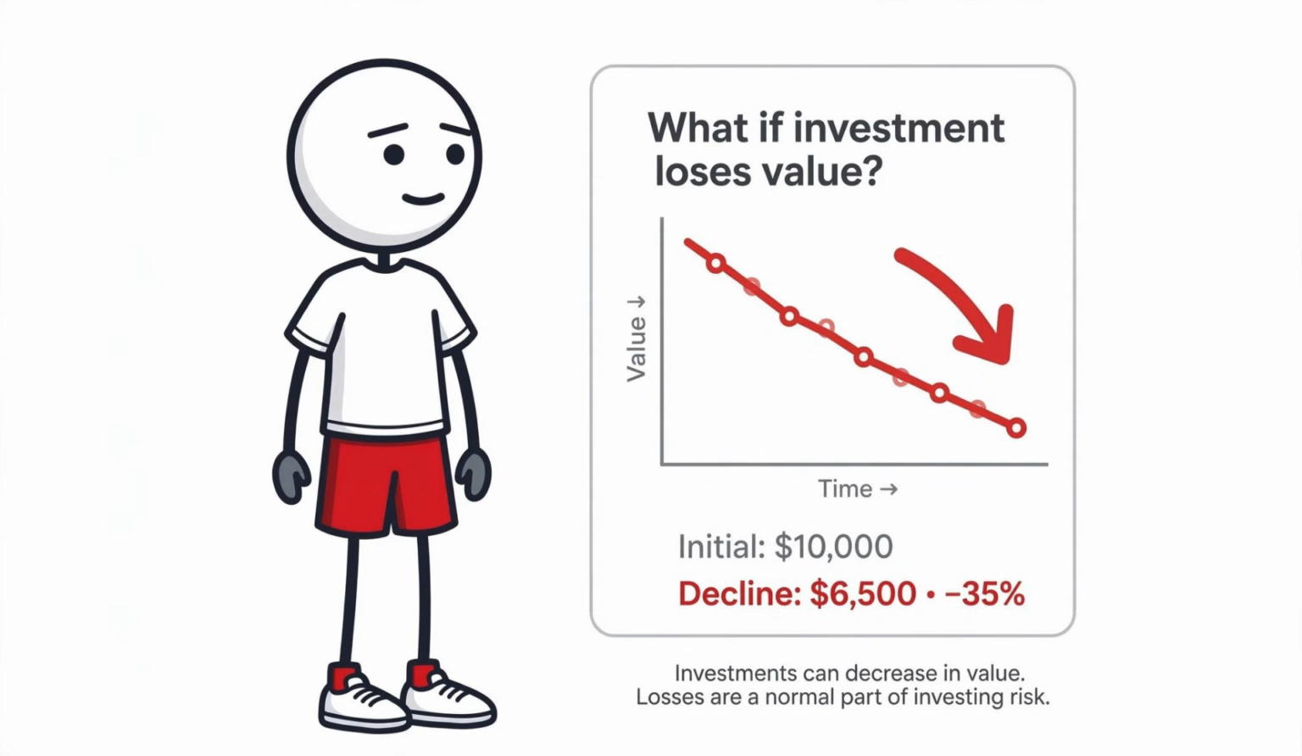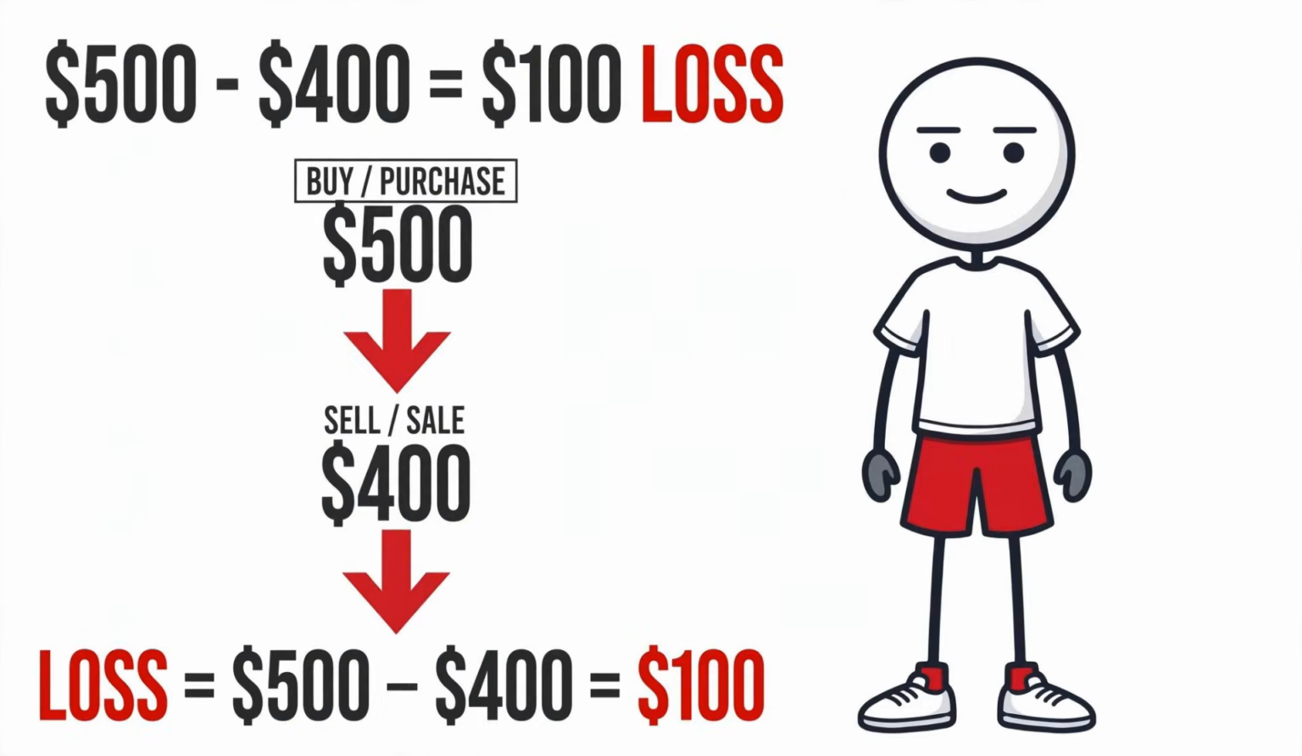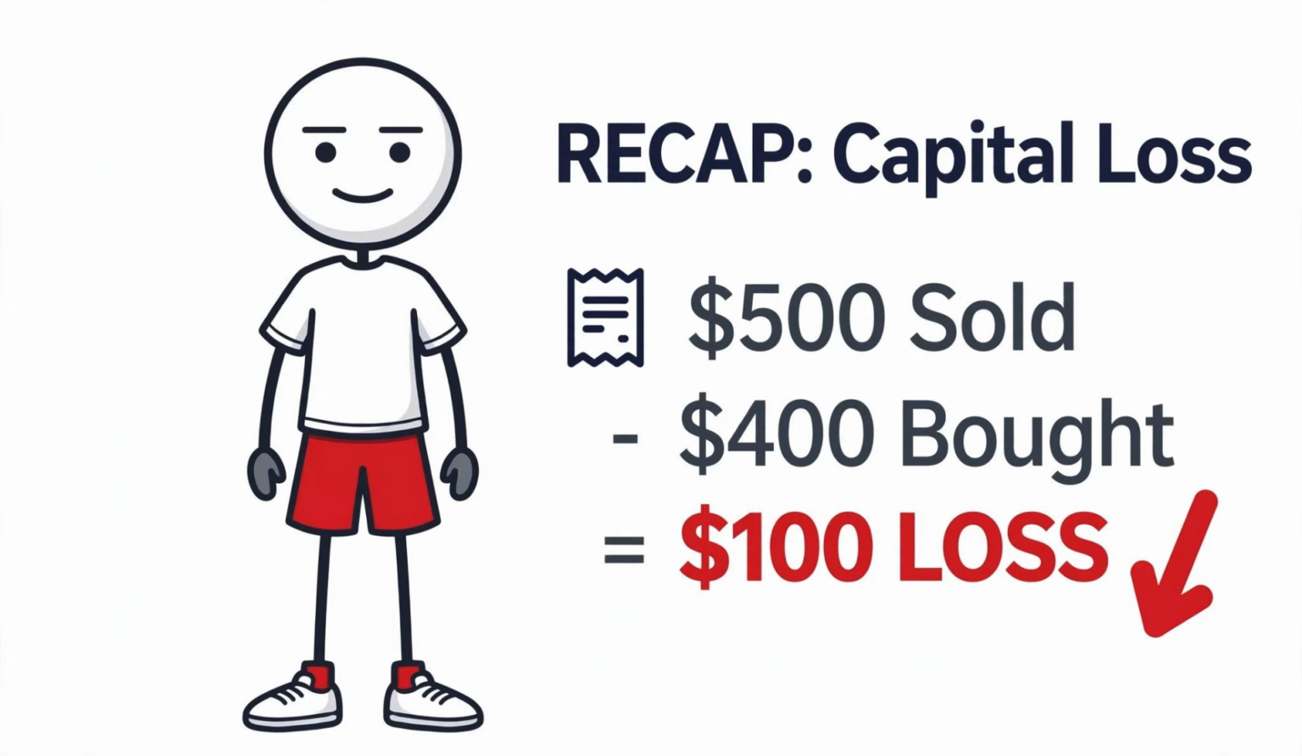What if the investment loses value? Capital gains can also go the other way. Suppose you buy something for $500, but sell it for $400. You lost $500 minus $400 equals $100. This is called a capital loss.